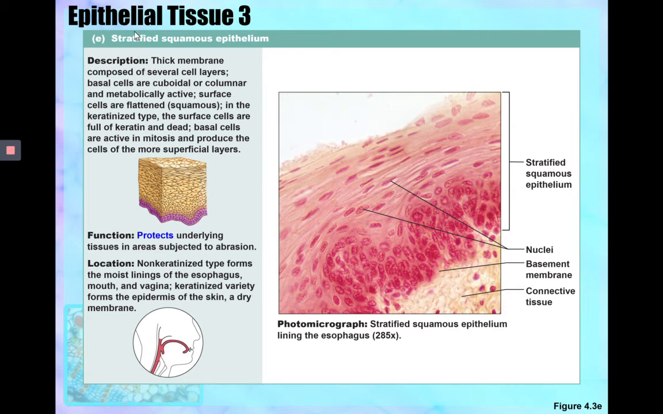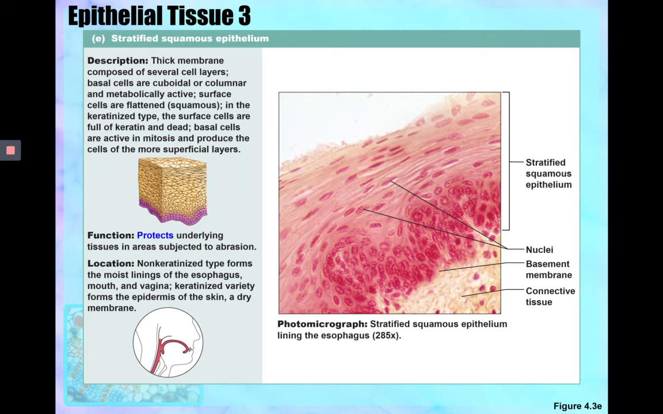We would find stratified squamous epithelium in a lot of locations, but its main function is protection. So with that in mind, think of where you would need some protection, such as the inside lining of your mouth. If you were to eat nachos and they were really sharp, it could push on the epithelial layer inside your mouth, and if it was a thin layer, it's not very protective. So it's more protective to have a thick membrane in areas where abrasion or stress could be put on a tissue. So it very much protects underlying connective tissue in areas that are subjected to abrasion.